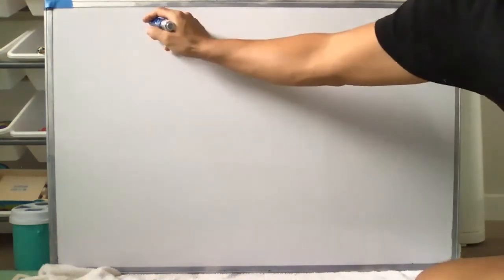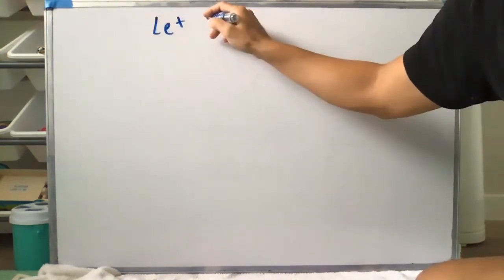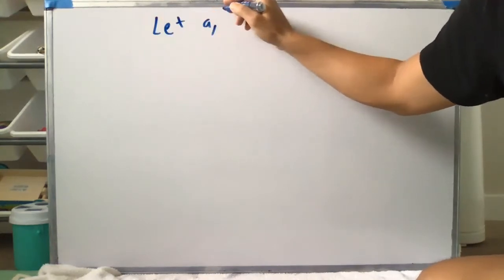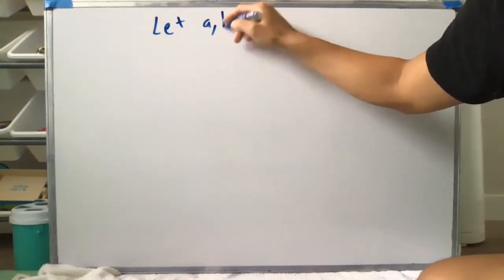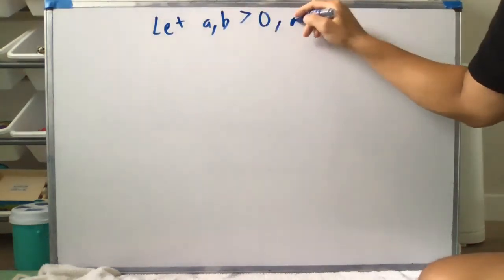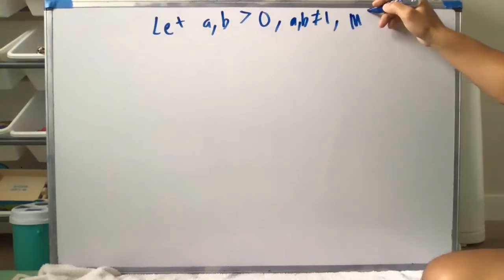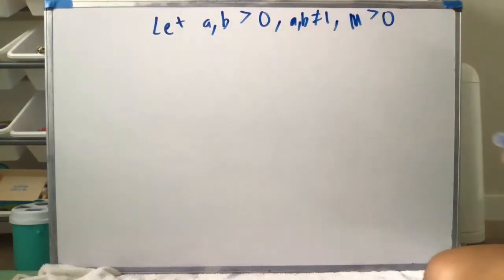Let's start with what the change of base formula says. This is on the first page, the first box. Now it starts with these stipulations on what A and B can be. A and B are the bases. So A and B must be strictly greater than 0, and A and B not equal to 1. And then it says that M must be strictly greater than 0.